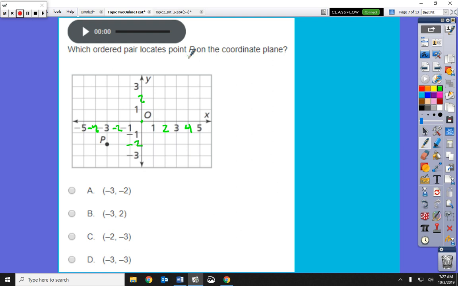We're looking for point P. We go to the left, negative 1, negative 2, negative 3. Remember, we're focusing on the x-coordinate first. I can eliminate this one because it has negative 2. Now I'm going down on the vertical axis from the x-coordinate, so that means I'm going to be a negative value. Well, this is a positive value. We go negative 1, negative 2, negative 3. It has to be this one, negative 3, negative 2.